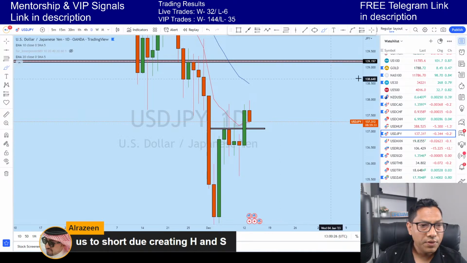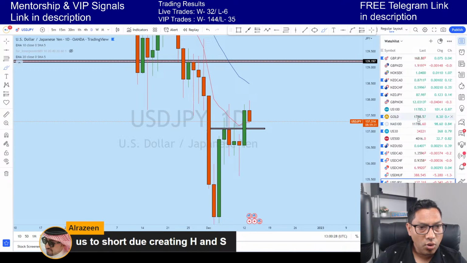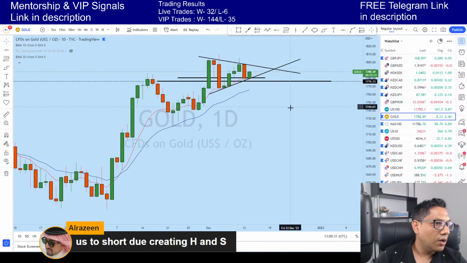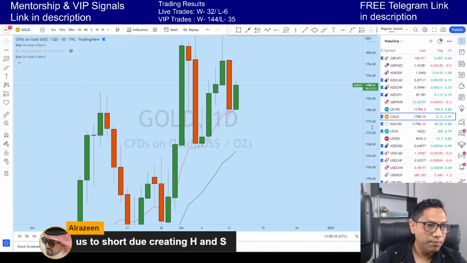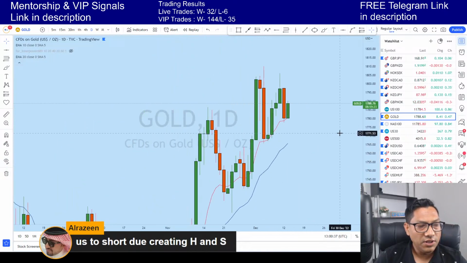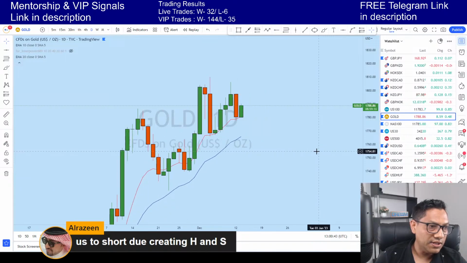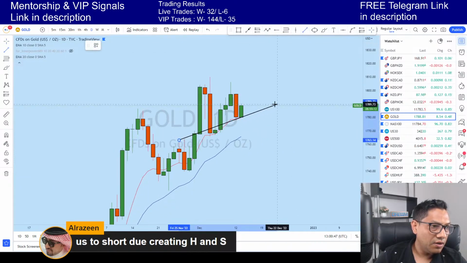Okay guys, going back to gold, we initially started discussing gold. Let's jump back on again. Now this is the daily chart on gold, guys. Let's see what's happening on gold from the daily perspective. What I see is that there is a triangular pattern here on the daily.